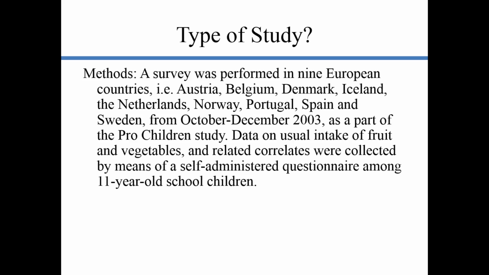This is trying to fool you a little bit. A survey was performed in 9 European countries, and look at all those 9 countries. As part of a pro-children study, data on usual intake of fruit and vegetables and related correlates were collected by means of a self-administered questionnaire among 11-year-old children. And occasionally people look at something like this and say, oh, that's an ecological study. Why is it an ecological study? They'll say, well, there's no directionality. They're just looking at a correlation between 2 variables that they got at one point in time. Very good, I say. Very, very good.